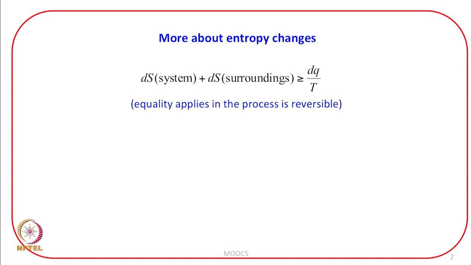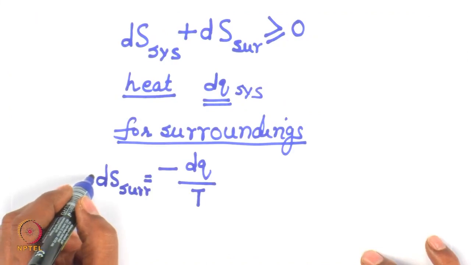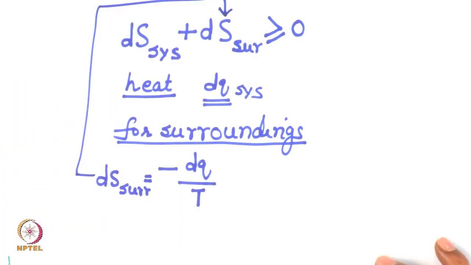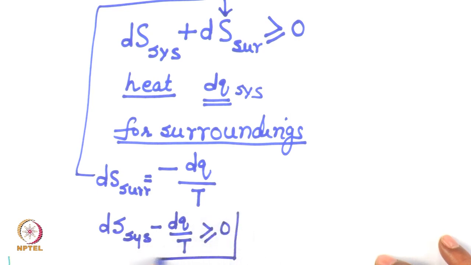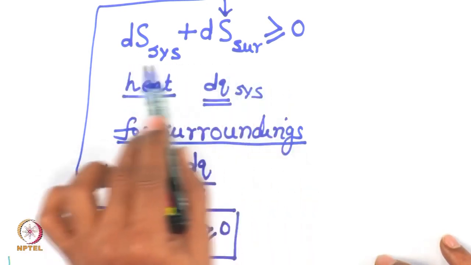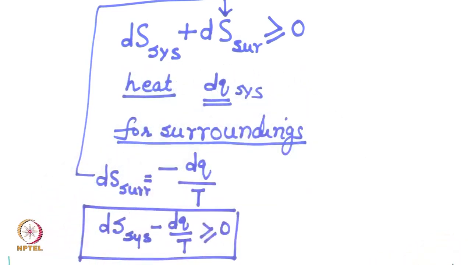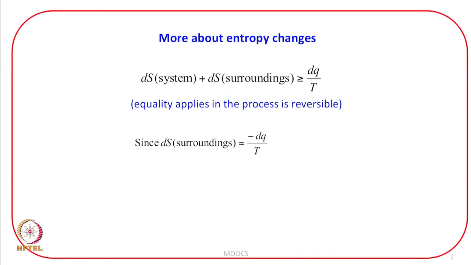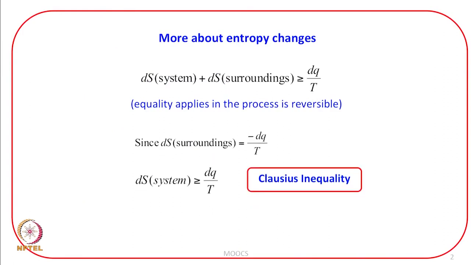This equation comes by substituting dS surroundings into this equation. According to this, dS system minus dQ by T is greater than or equal to 0. From this general equation, that is by the second law of thermodynamics, dS system plus dS surroundings is greater than or equal to 0, I am going towards deriving another equation. And now if I rearrange this equation, then I get the equation dS system is greater than or equal to dQ by T.